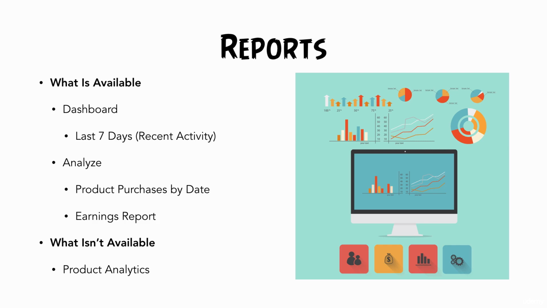So that's what's available, what's not available. Again, there's not a ton. This section is going to be real short. In the next lecture, we'll go ahead and walk through running the product purchases and looking at the earnings report, and then we'll talk about saving those and what I do with those reports on a month-to-month basis. With that, let's move on.